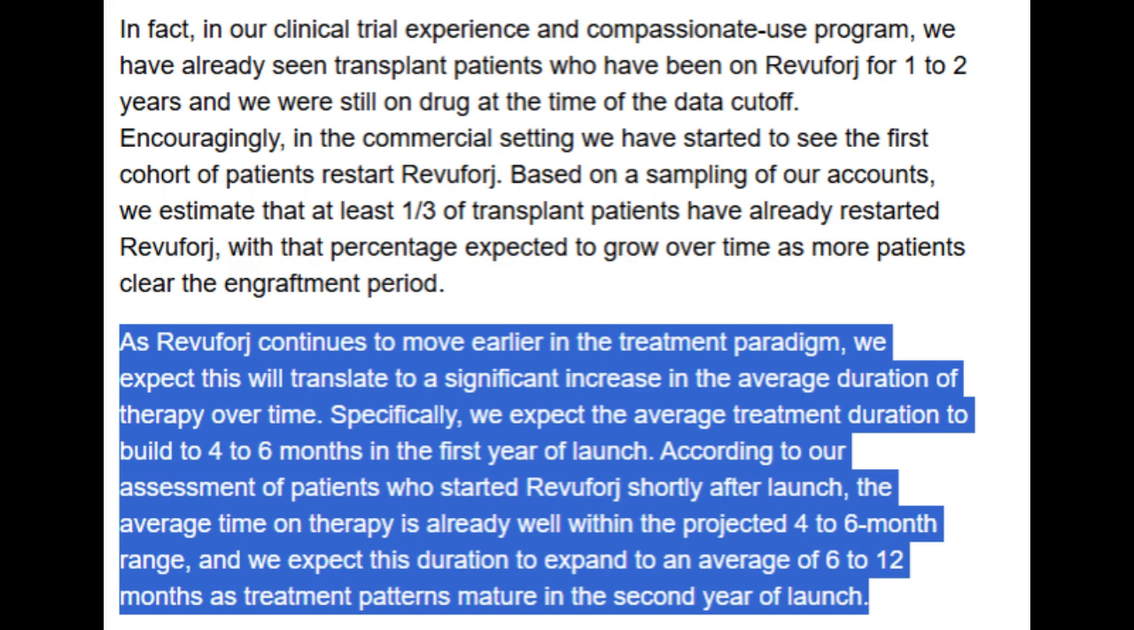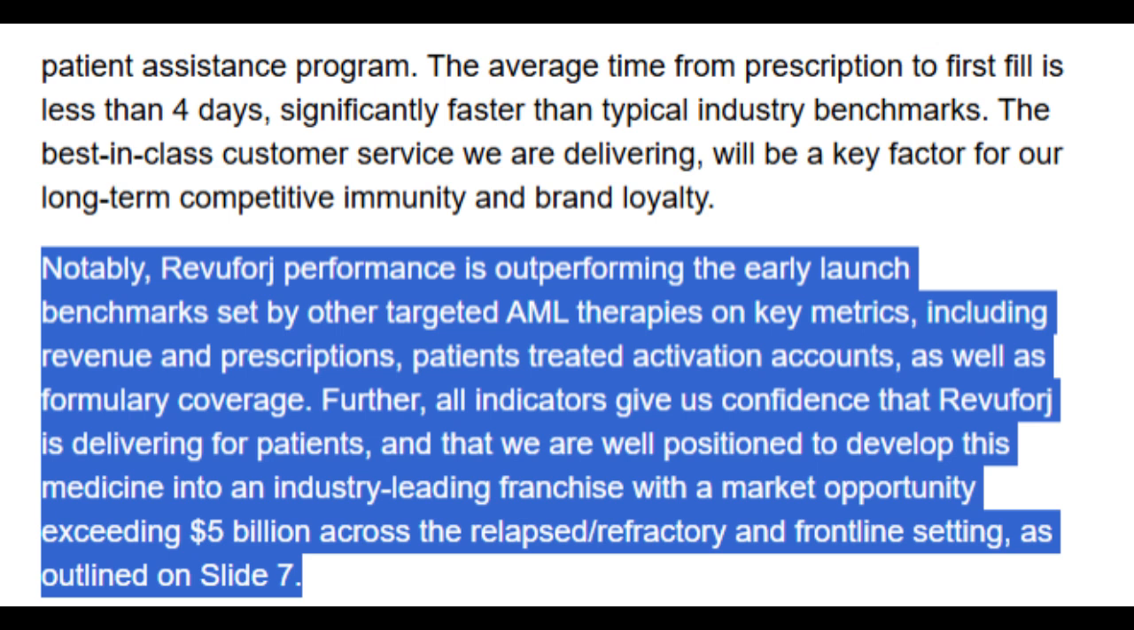Okay, so the next thing I wanted to say was right here. It says, we are outperforming on key metrics, revenue, prescriptions, patients, coverage, everything. This is why they think they can exceed $5 billion.